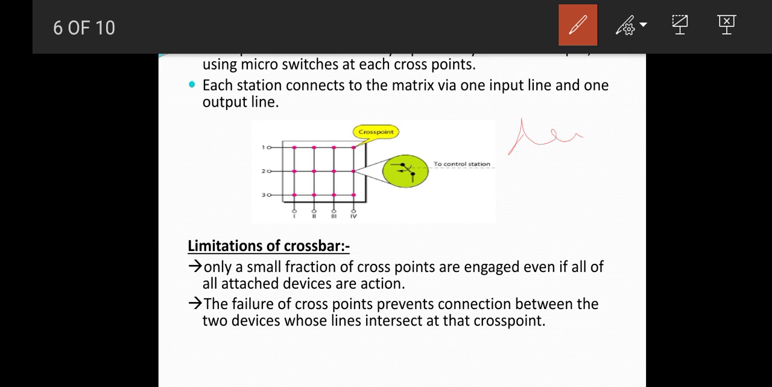Then, limitations of a crossbar switch. The number of cross points grows as the square of the number of attached stations. For example, to connect 1,000 inputs to 1,000 outputs requires 1,000,000 cross points.